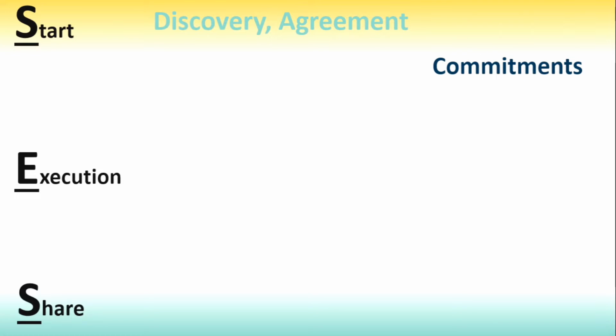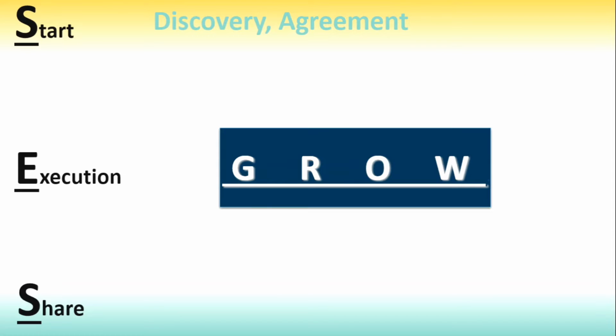Commitments to transparency and honesty, commitment to communication, and above all, commitment to the priority of this process, because it has a price on the part of the coach as well as the client. So there needs to be an element of commitment and discipline and accountability involved in it. That's the start.